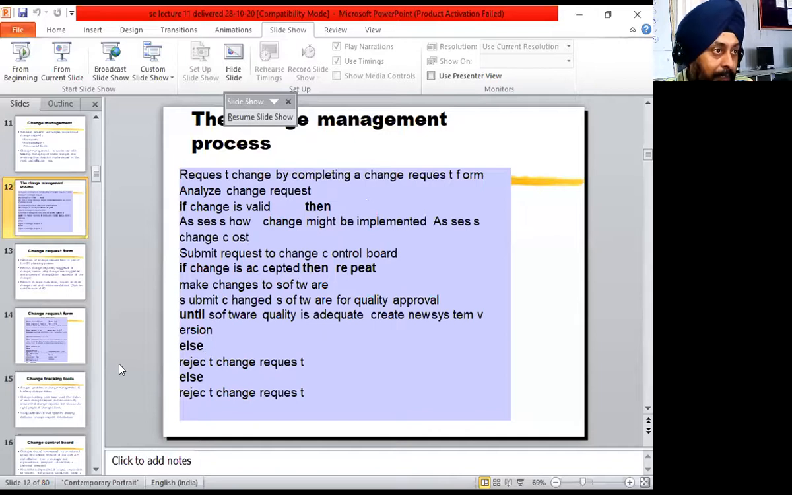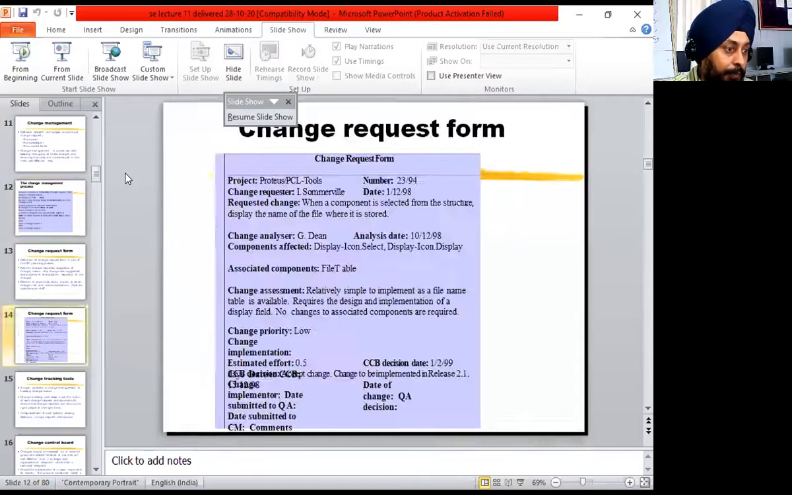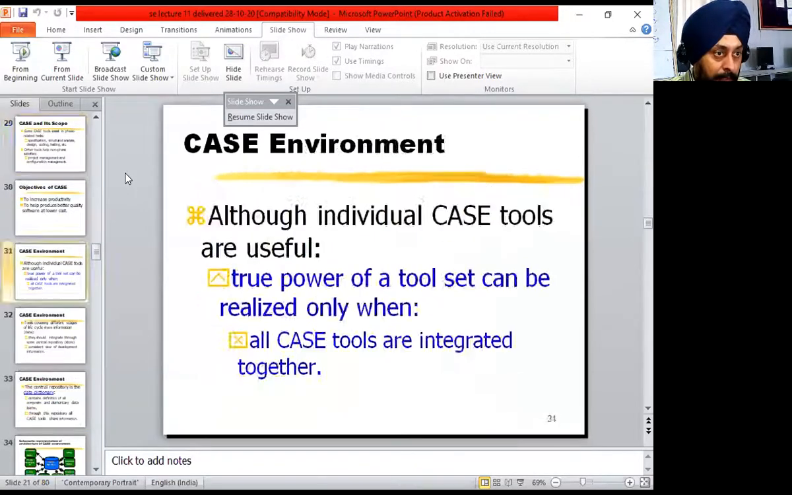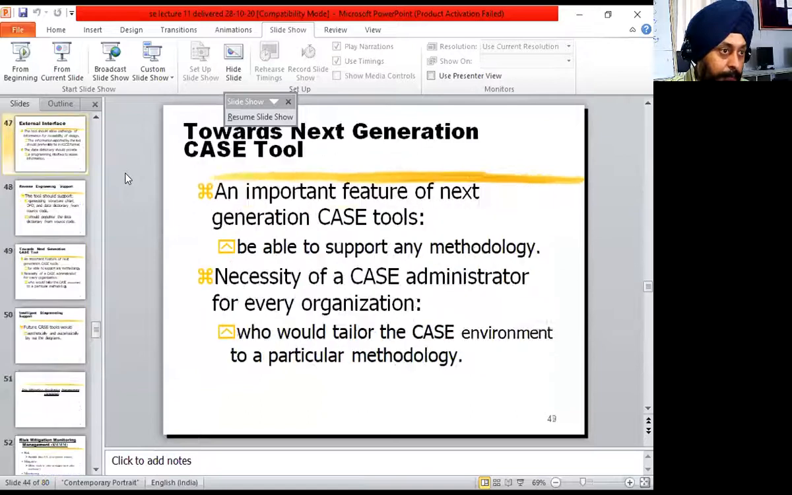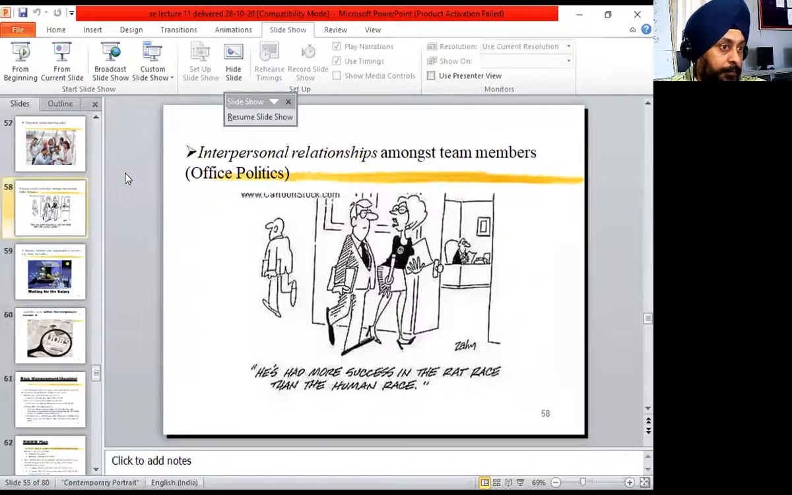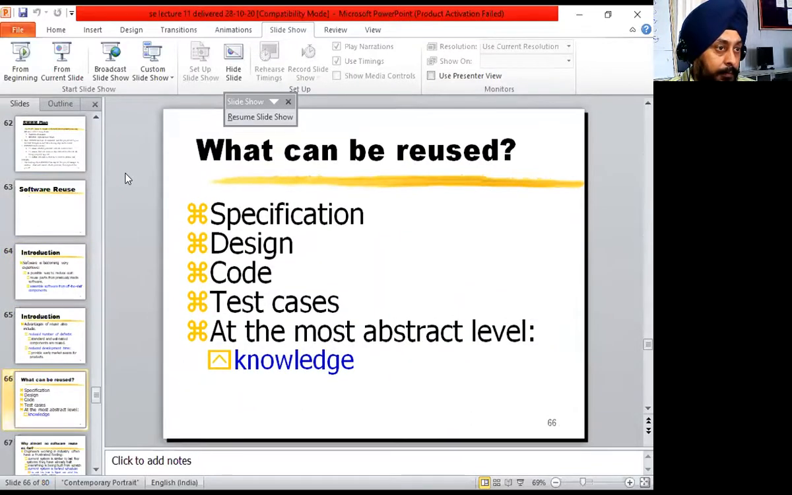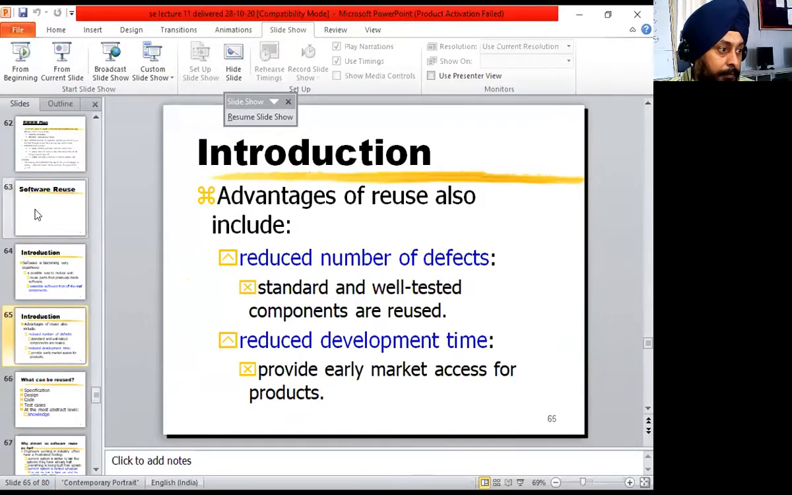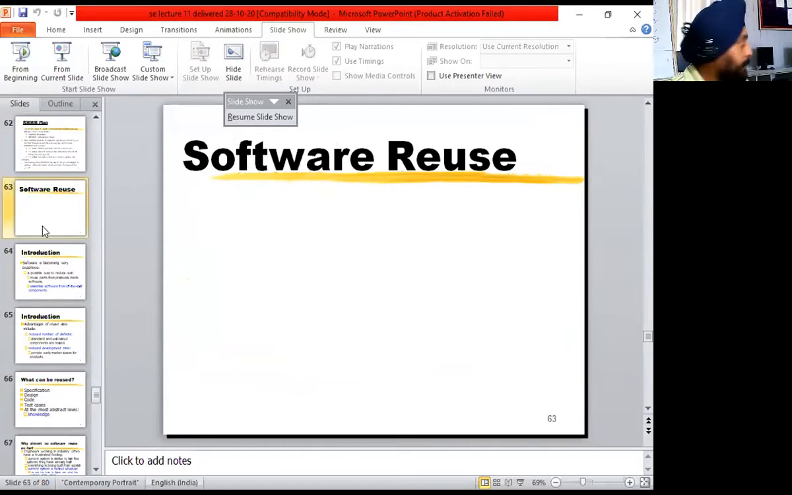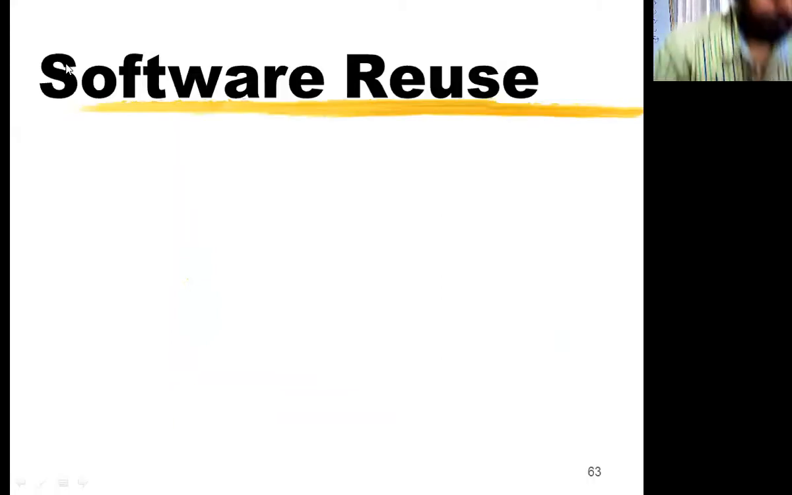So now I start with the last topic of the day. It is a very simple topic, that is reuse. So I directly move to the reuse. So I start with the last topic of the day, that is software reuse.